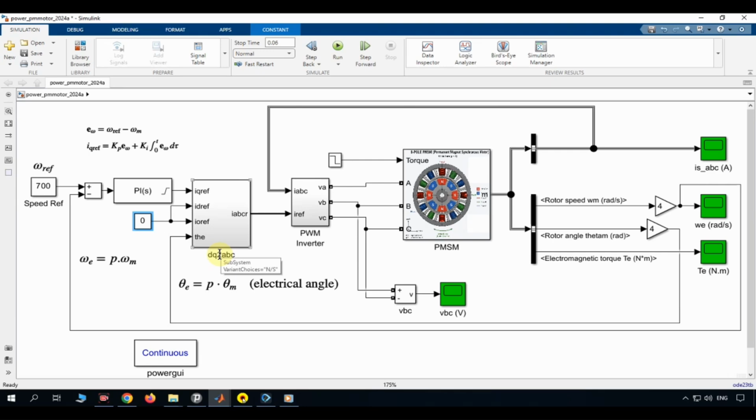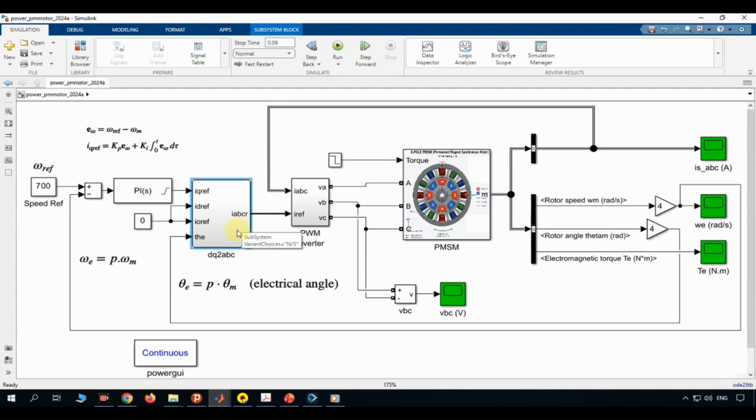Separately, you'll also notice a gain block of 4 sitting near the rotor speed output. That block isn't part of the feedback loop. It simply converts the mechanical speed, omega m, into the electrical speed, omega e, for display on one of the scopes. Since this motor has 4 pole pairs, electrical speed always equals 4 times mechanical speed.